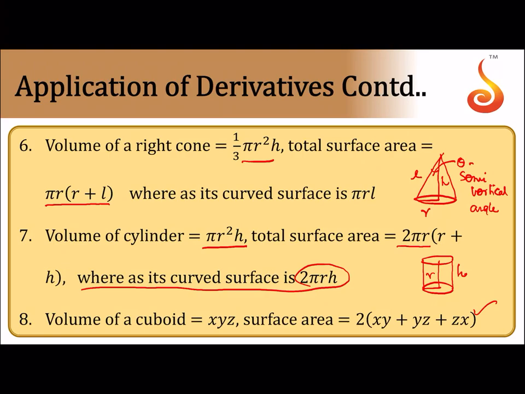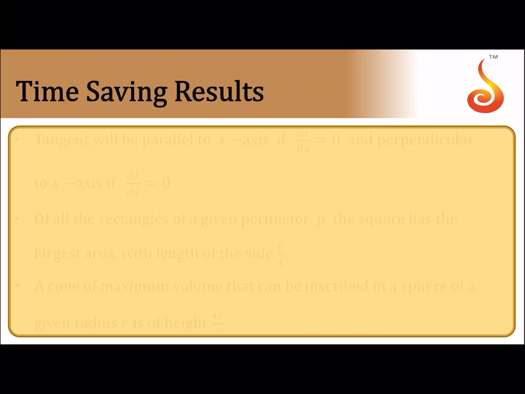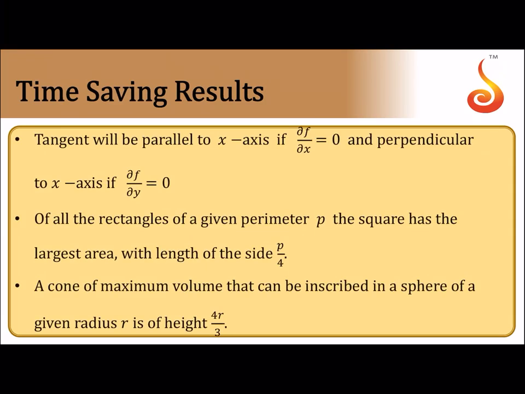This is a cylinder. So this is radius r, and this is height h. Volume of a cuboid is xyz. Surface area is 2 times xy plus yz plus zx. These are useful in application of derivatives.